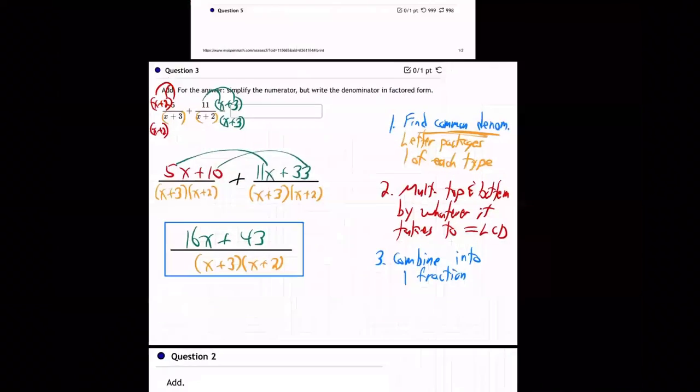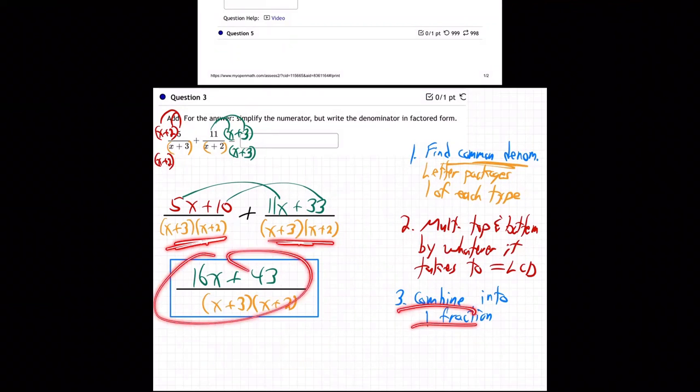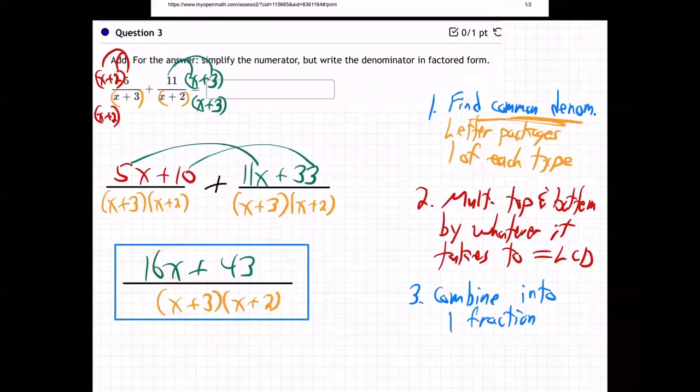What did we actually do? We combined them together into one fraction, right? They were adding. So we found the common denominator, which is multiplying those two letter packages together. And then we came back and we multiplied top and bottom of each fraction to make the denominators become the common denominator. And then we just combined them together into one fraction. And we would have reduced it if we could, but there's no way to factor the top. And you cannot cancel added items. You have to factor the top, and the top doesn't factor. So we're done right there.